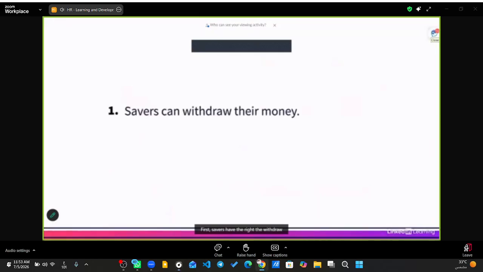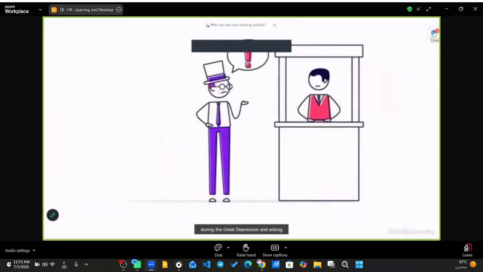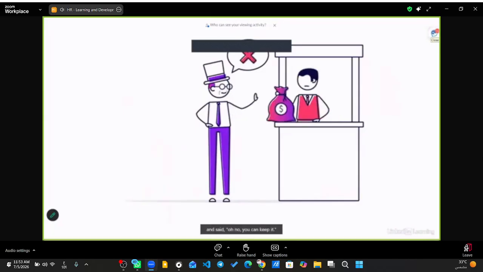First, savers have the right to withdraw their money from the bank at any time, but banks still need to have plenty of money on hand. There's an old story about a man going into the bank during the Great Depression and asking for his money from the bank because he thought the bank was on the verge of collapse. When the bank teller proceeded to bring him his cash, the man looked at it for a minute and said, "Oh, no, you can keep it."